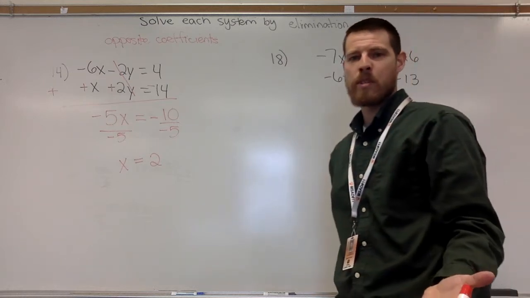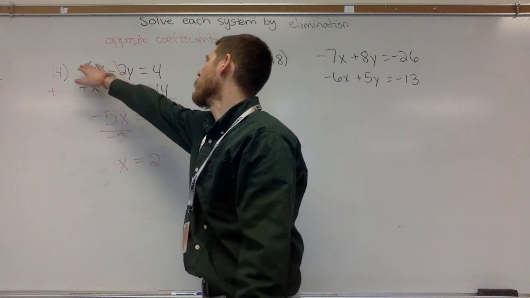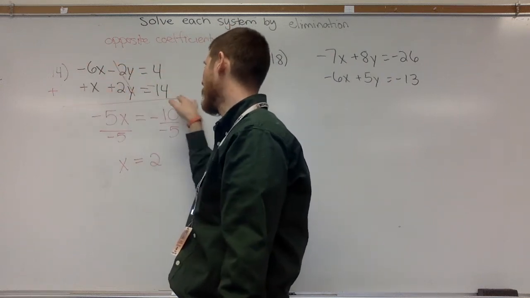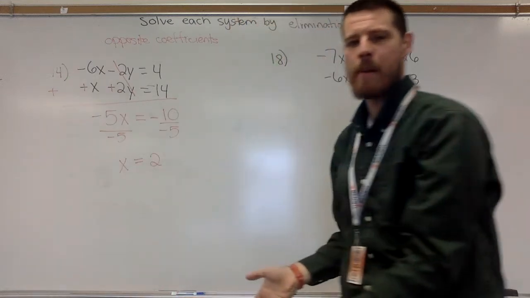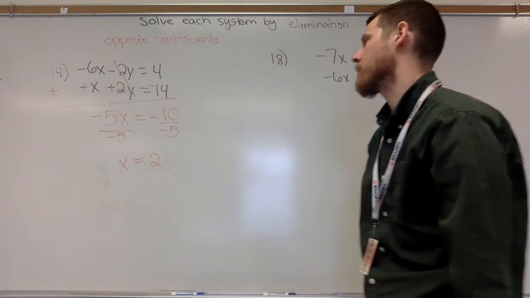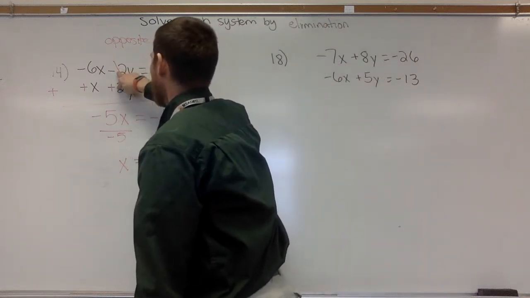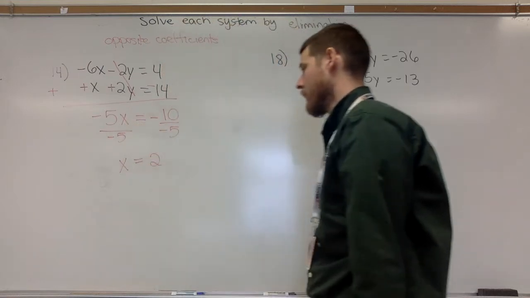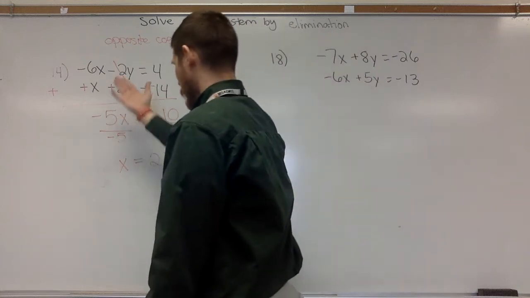Compare that to what we were doing with substitution. With substitution, I would have had to move this over, divide by -2, move this over, divide by -2, start setting them equal to each other. It would have been a mess. There would have been a lot of steps to do. But here, I was able to create an opposite very quickly, and then I was one step away and I solved. Now, I do have to go back and find out what the answer for y is.